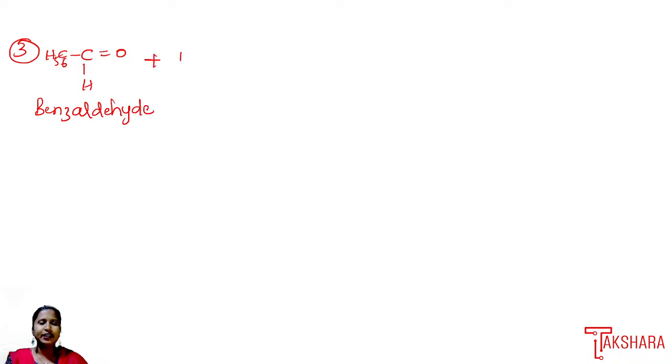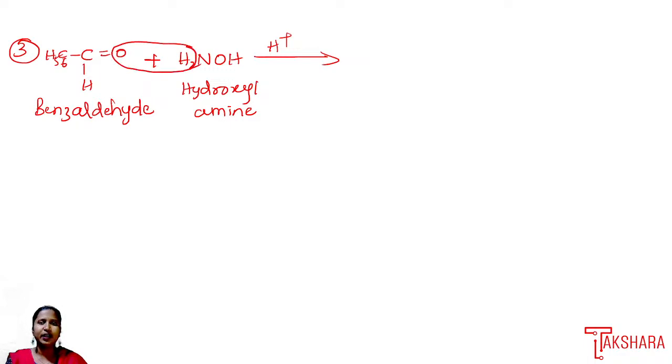When benzaldehyde is treated with NH2OH, hydroxylamine, another reactant molecule, in the presence of acidic medium H+, see here, the H2 and oxygen combine and are removed as a water molecule. And we will get the product C6H5-C double bond NOH, and the hydrogen atom remains.